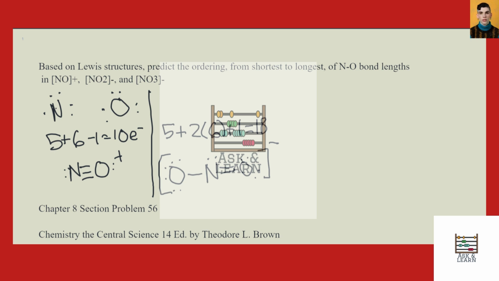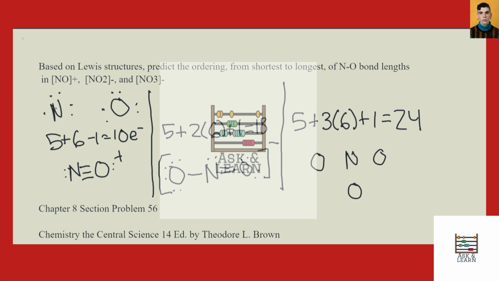Now, for NO3-, nitrate, there's a nitrogen, so 5 electrons, and 3 oxygens, so 3 times 6, and there's still a 1- charge, so we add 1 electron. So the total number of valence electrons in nitrate, NO3-, is 24. So when drawing N and 3 oxygens around it to make nitrate, since nitrogen has to bond to all of these, we need at least 1 bond to each of them.